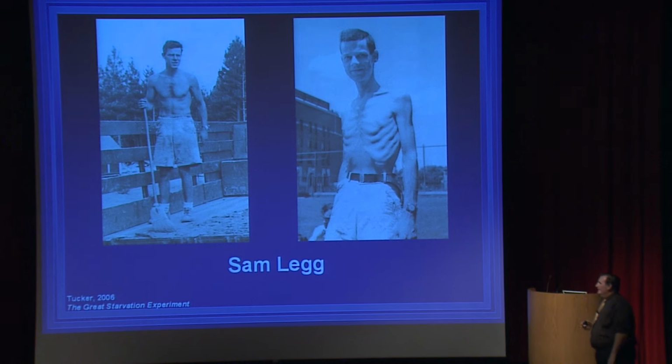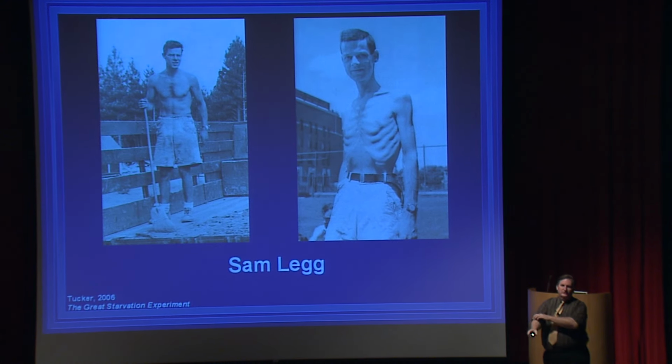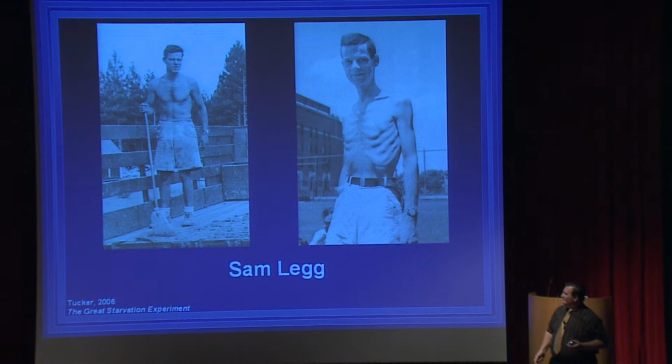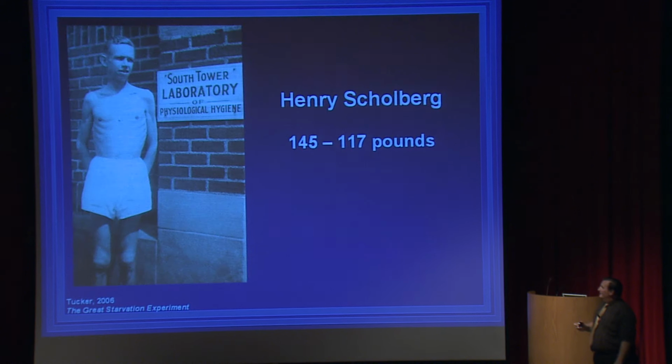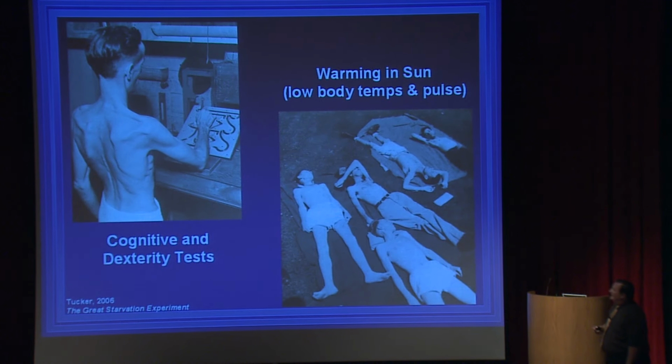There's a very interesting book, and I'll show you the cover of it in just a minute, written in 2006, published by the University of Minnesota Press by Tucker, called The Great Starvation Experiment. And it talks about the history of Ancel Keys, but also about the experiences of the men who were in this particular study. And he had some photographs, and here's a photograph of one of the subjects before and after the starvation phase. Here's an example of another subject in the study who went from 145 to 117 pounds during the starvation phase. And some of the other interesting photos in the book are the testing that was done on cognitive and dexterity issues, as well as a lot of biological measures.